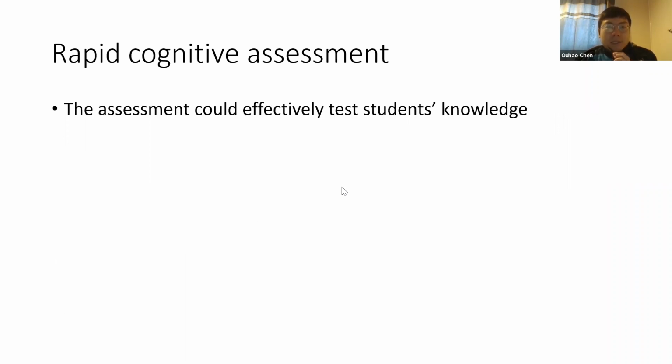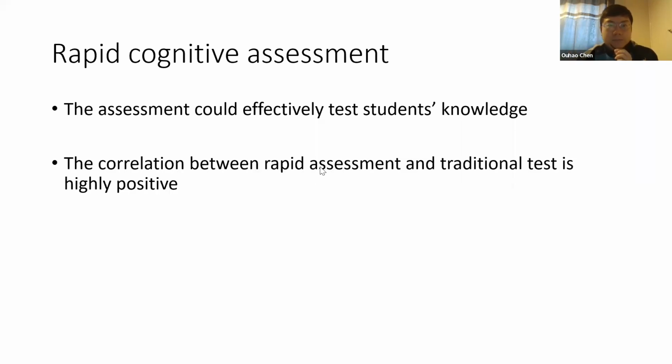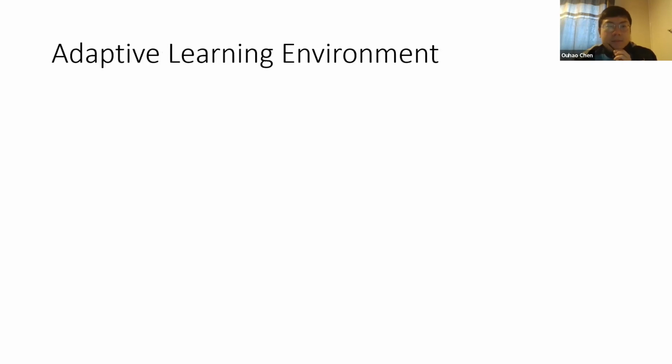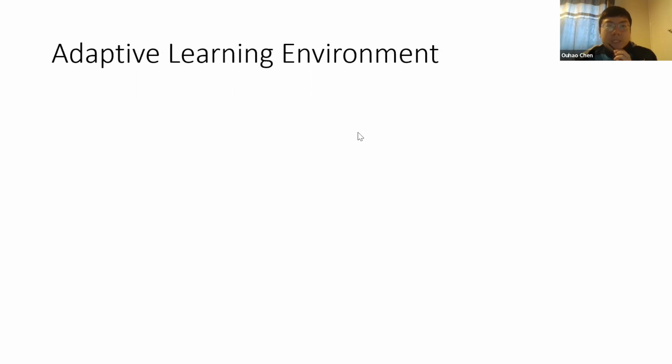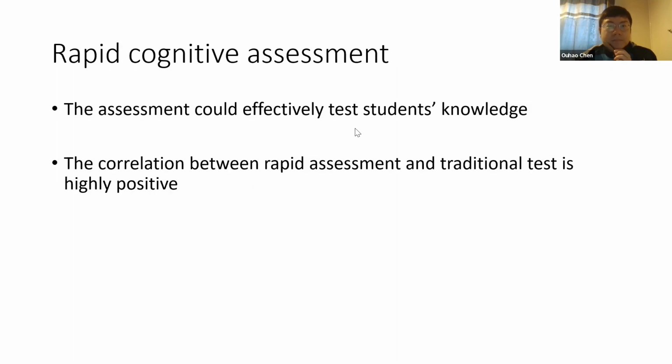So based on the results, they found using the cognitive assessment could effectively test students' prior knowledge. And also the rapid cognitive assessment is highly positively correlated with the traditional test. The traditional test means the school exams. So applying the rapid cognitive assessment, we can design the adaptive learning environment.